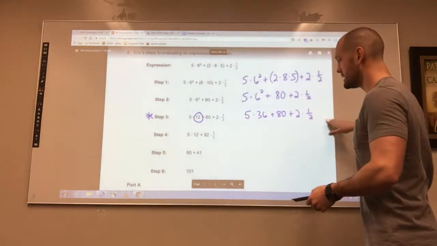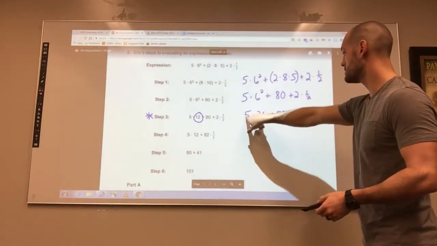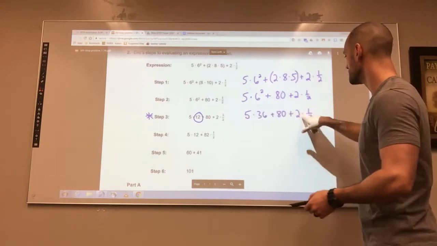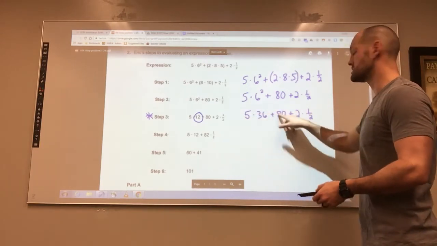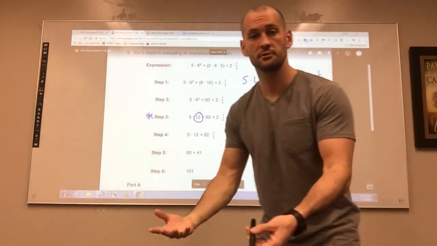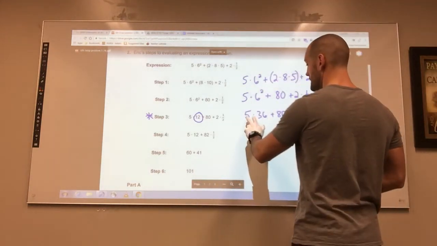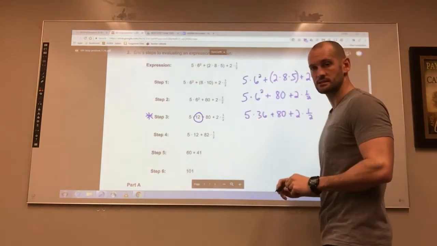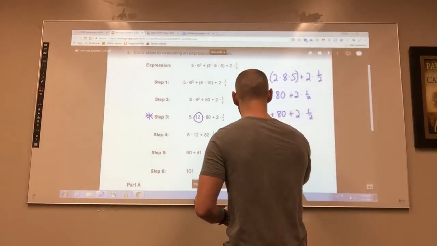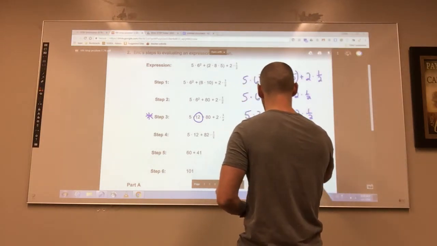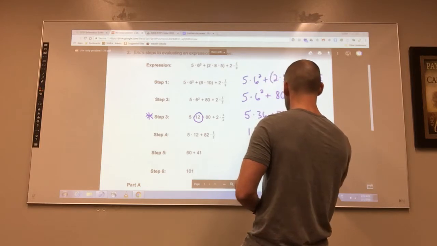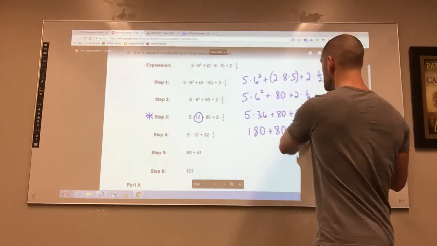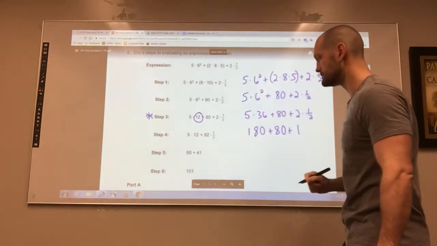So I look here, and there are 2 spots of multiplication that can occur. This is addition. I don't add yet. I have to multiply. So I take 5 times my 36. This is 180. I did not touch the 80 because it's a part of the addition. And 2 times 1/2 is just 1.